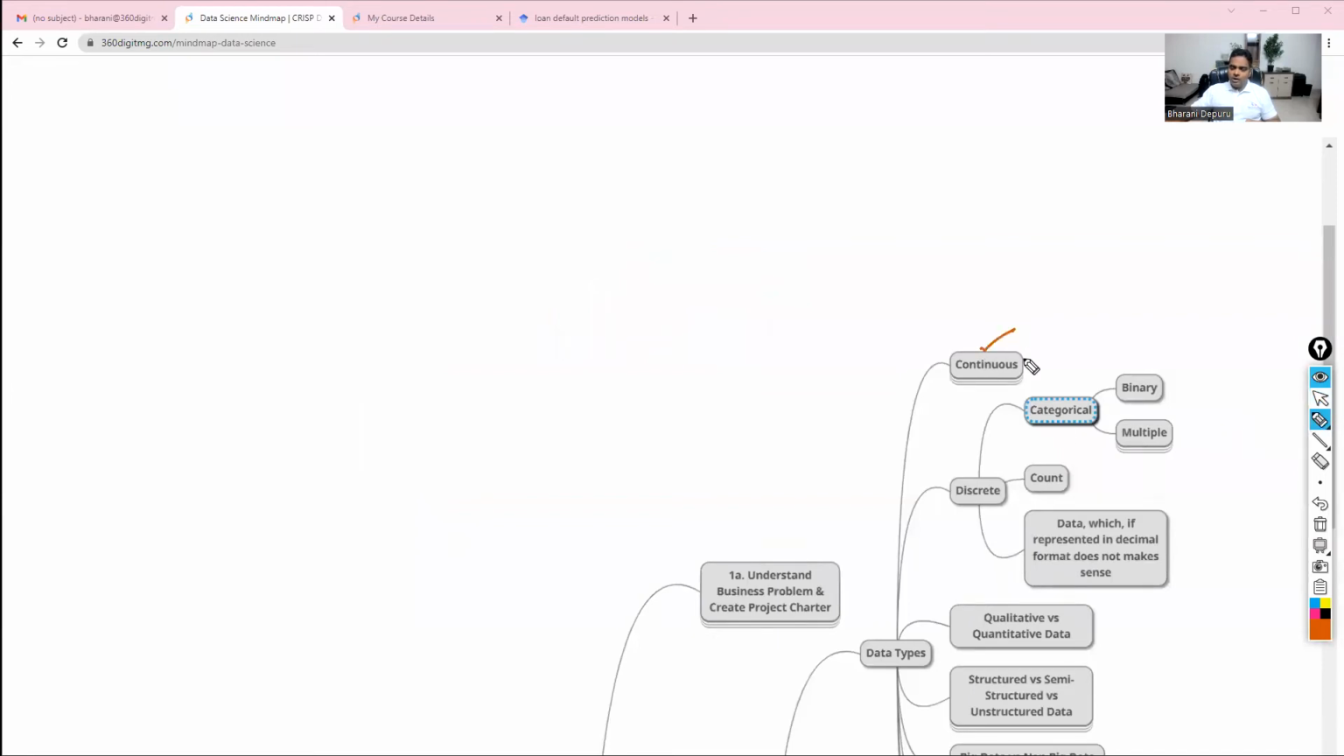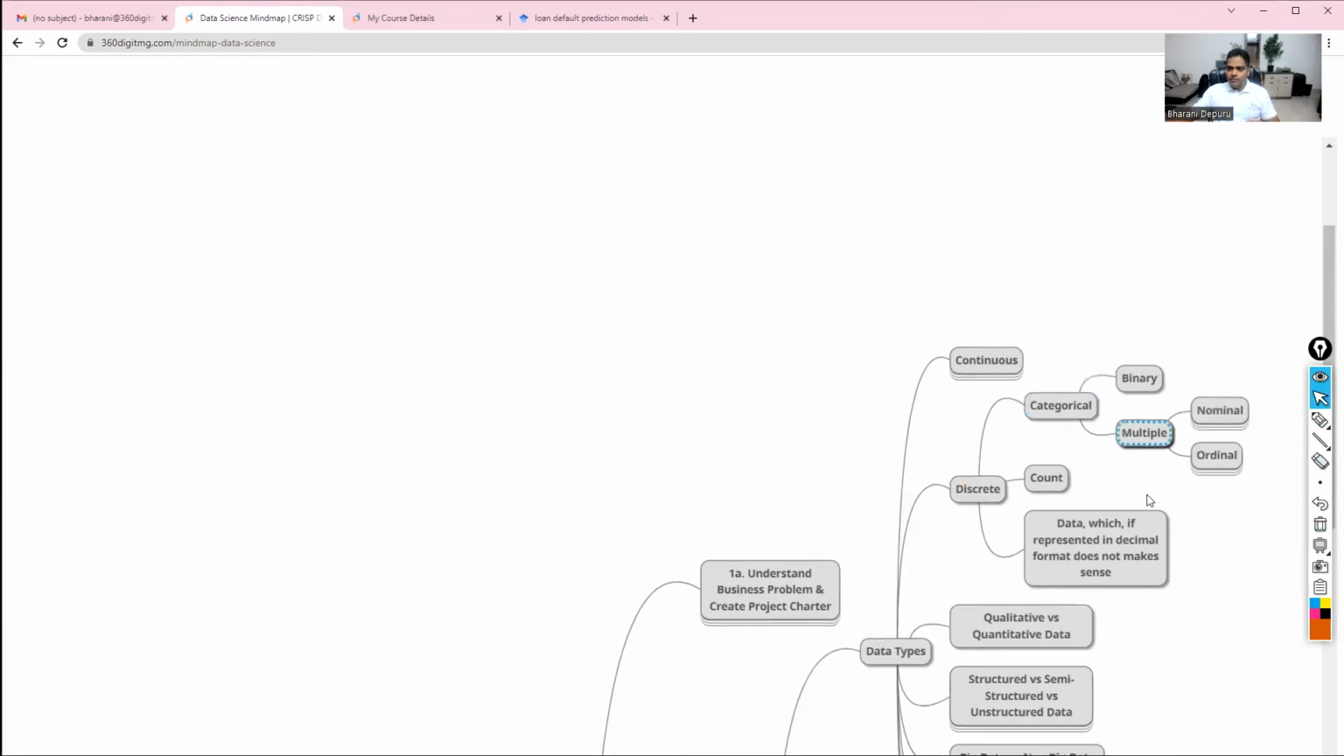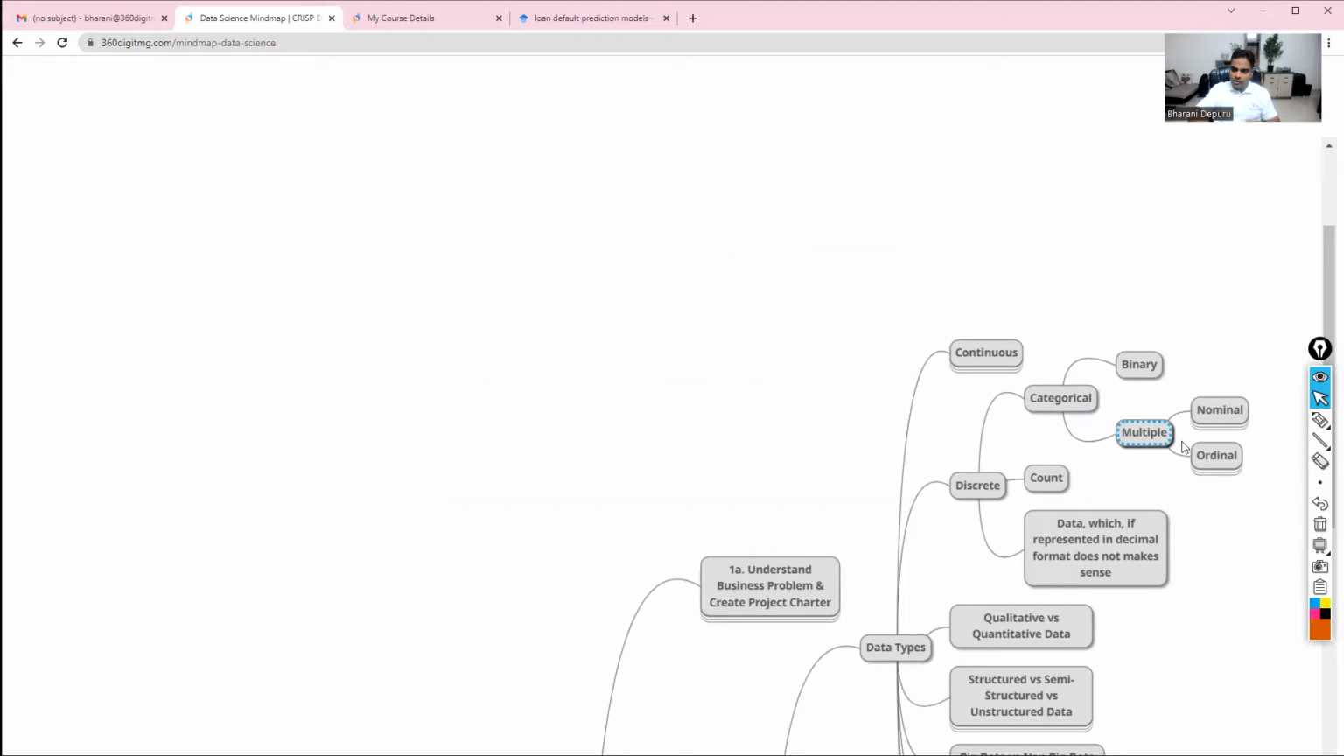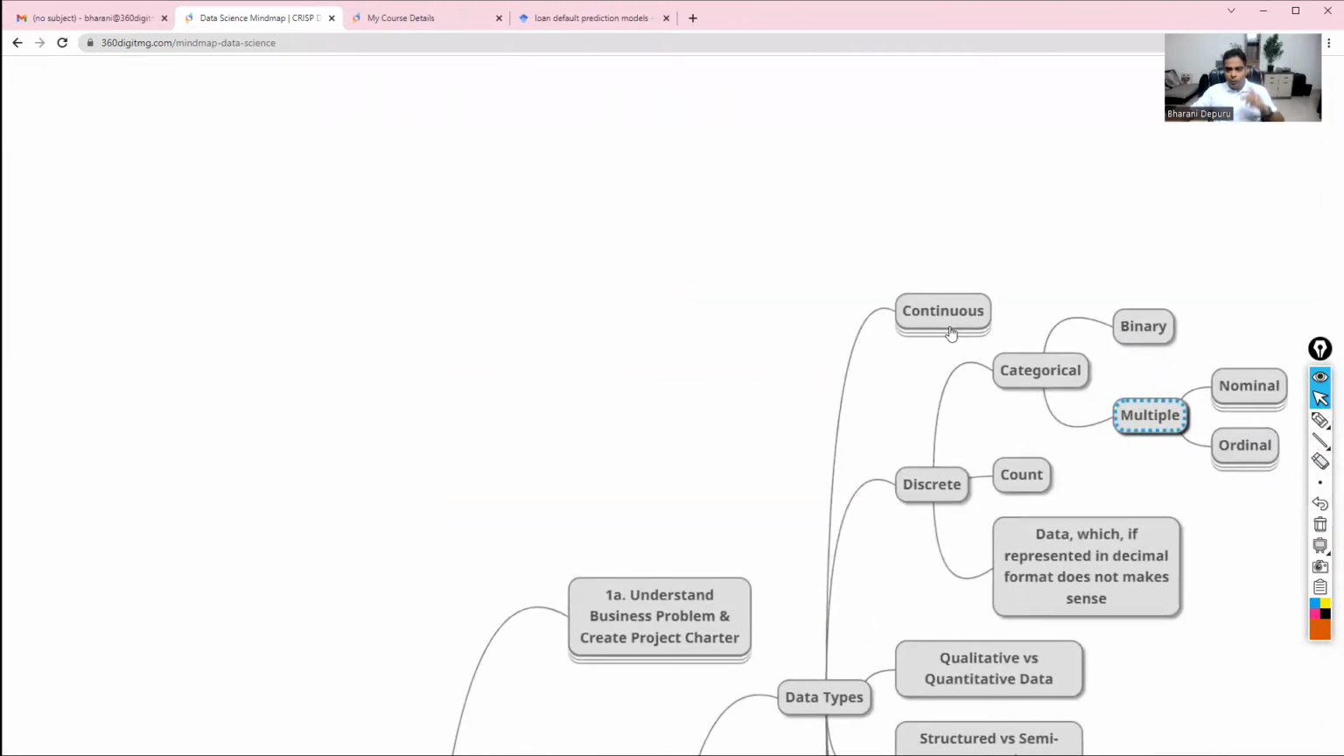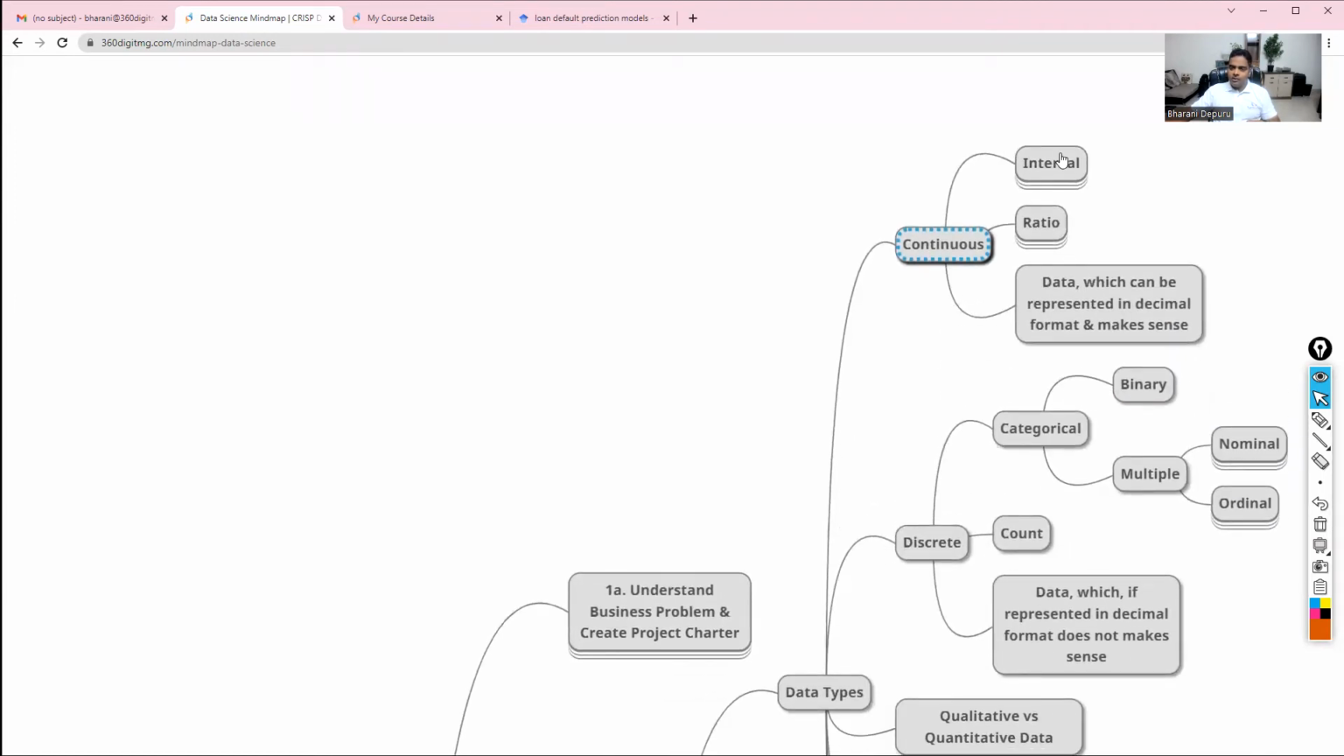So on one side, we have continuous data. On another side, you have discrete data. Within discrete, we have categorical data and count data. Within categorical, we have binary data and we have multiple data. Within multiple, we have nominal data and ordinal data. And within continuous, we have interval data and ratio data. Oh my God, this list is not ending, right? But trust me, this is the last part. When you expand this, you'll just have certain examples, right? So now let us understand more about nominal, ordinal, interval, and ratio data.